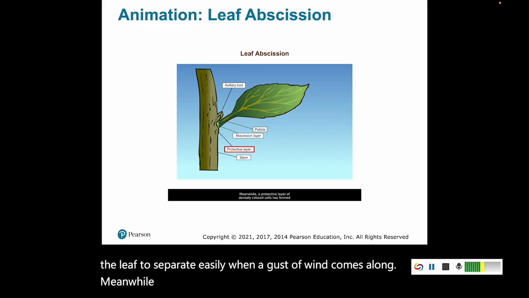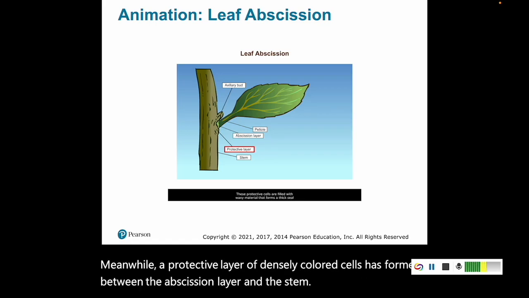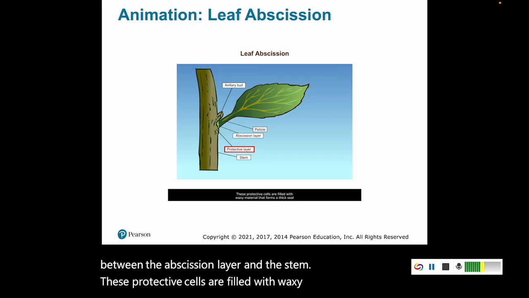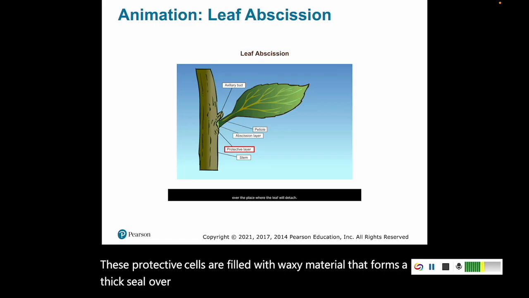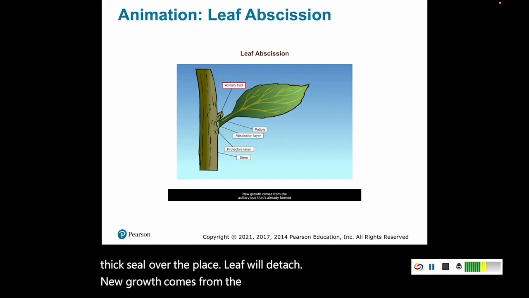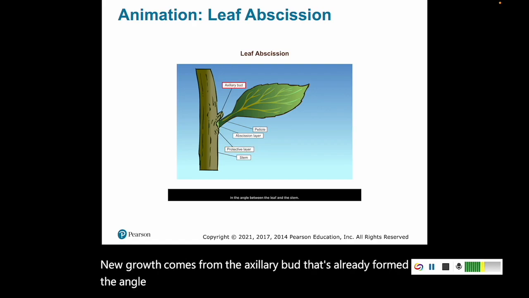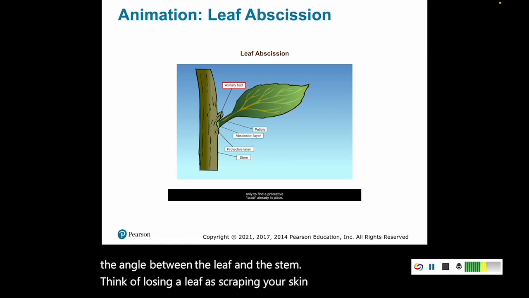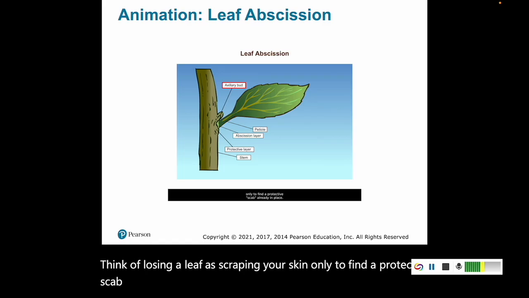Meanwhile, a protective layer of densely colored cells has formed between the abscission layer and the stem. These protective cells are filled with waxy material that forms a thick seal over the place where the leaf will detach. New growth comes from the axillary bud that's already formed in the angle between the leaf and the stem. Think of losing a leaf as scraping your skin, only to find a protective scab already in place.